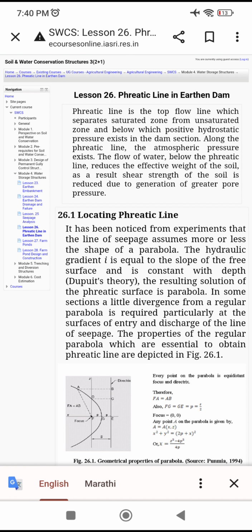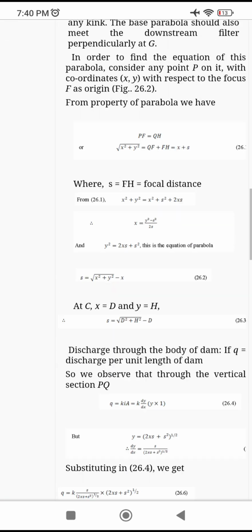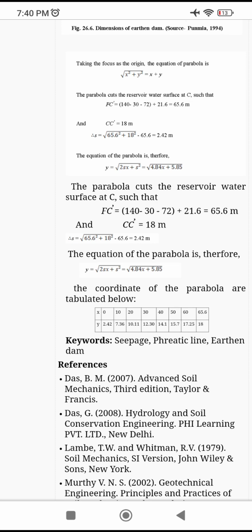Then phreatic line is the top flow line which separates the saturated zone from the unsaturated zone and below which positive hydrostatic pressure exists in the dam section. So remember this phreatic line definition. Now how to locate this line? There are some different methods.